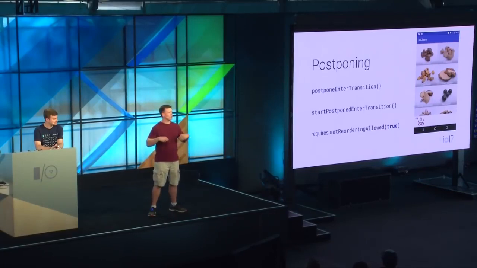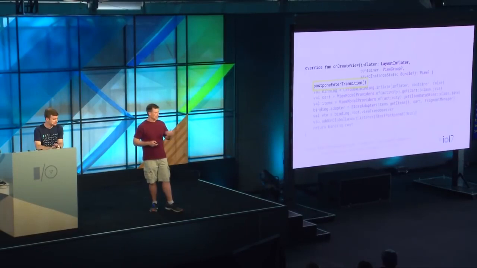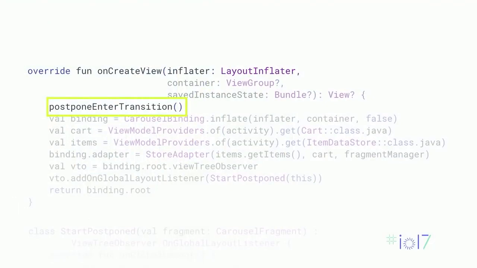So let's see how it's done in our application. In my onCreateView, now you can do this anytime before onCreateView. So if you wanted to, you could do it in onCreate, whatever you want to do. You call postpone enter transition. Because I know at this point, I am going to do a recycler view. And I know I need to worry about the transitions there.